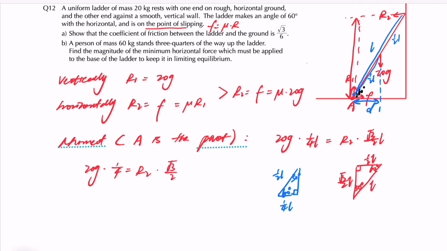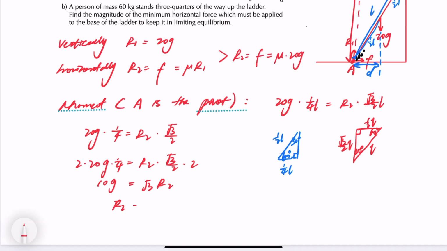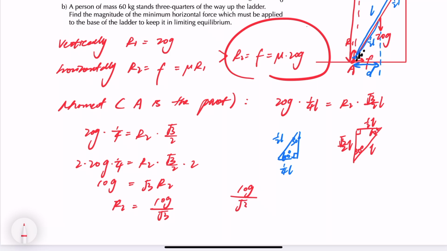We can simplify the equation by multiplying both sides of the equation by 2. And we're going to have 2 times 20g times a quarter equal to R2 times square root 3 over 2 times 2. We're going to get square root 3 R2. And on the right hand side, we'll get 10g. So R2 in this case will be 10g over square root 3. Now that we've figured out R2, let's substitute it back into that equation there. 10g over square root 3 equal to mu times 20g.